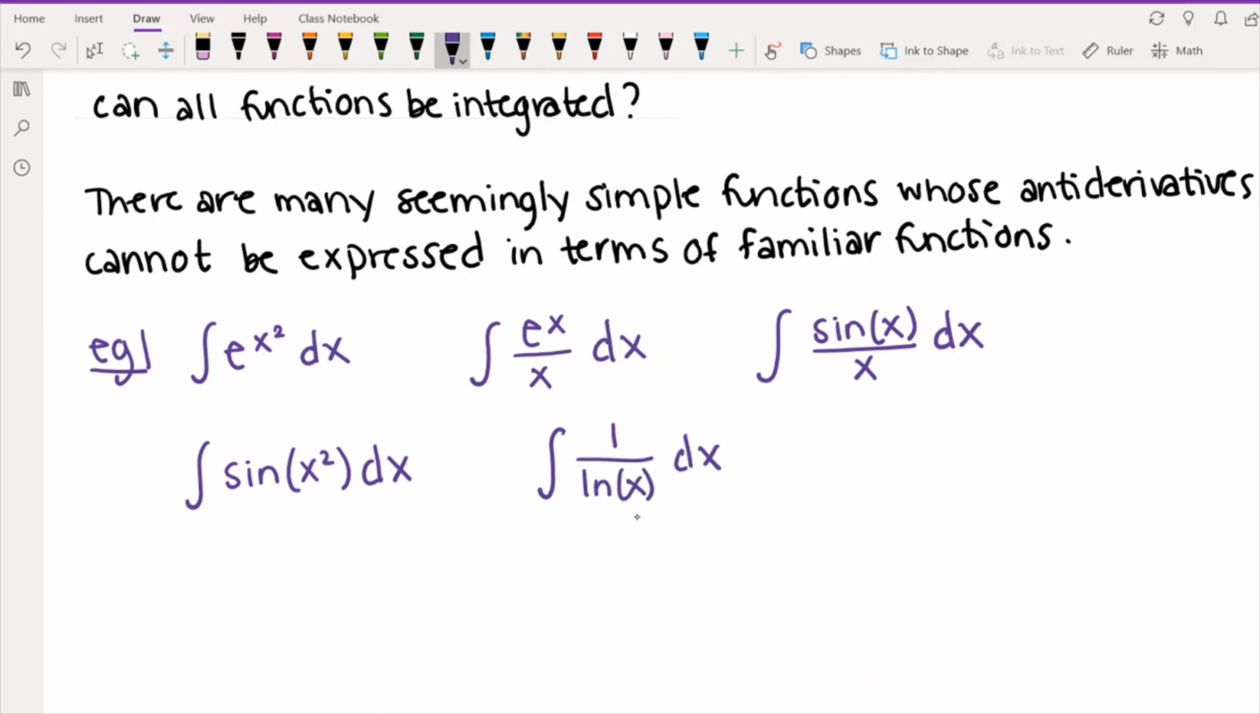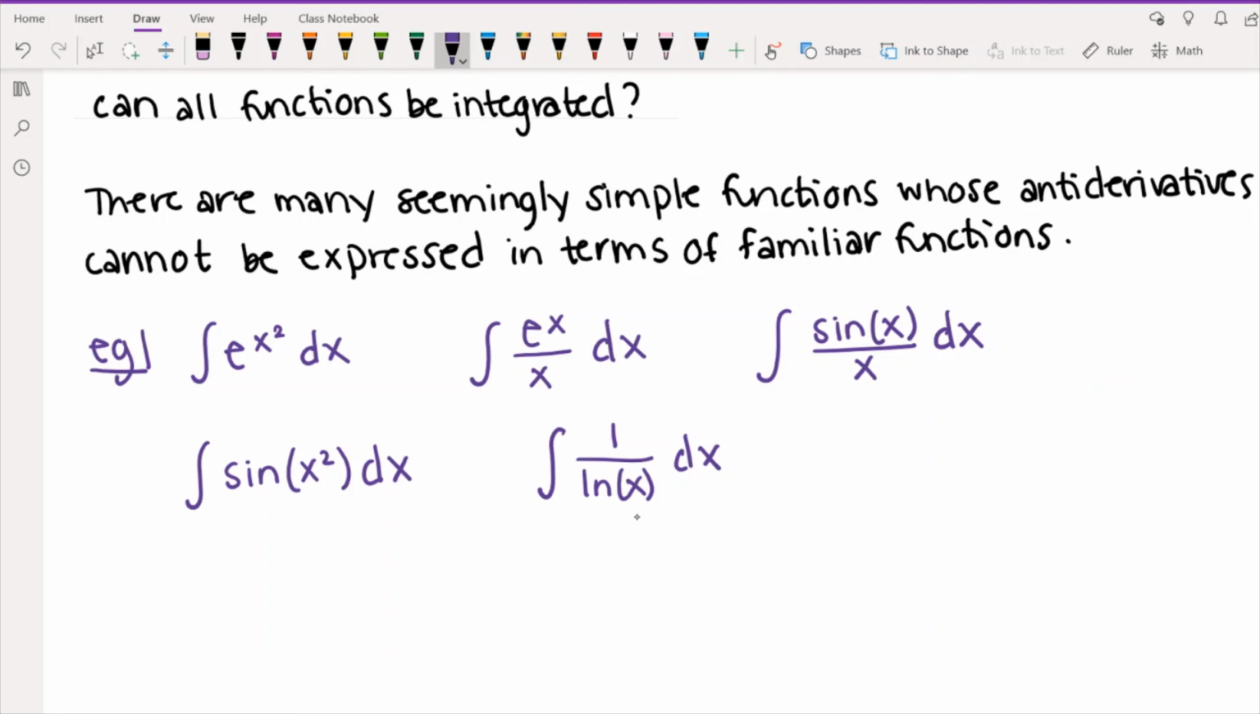So all of these look pretty friendly, right? There's nothing too complicated about them, but as hard as you might try with the examples we've learned in this class so far, you're not going to be able to do them. And it's not just because we didn't learn enough, it's because the antiderivatives cannot be expressed in terms of familiar functions.